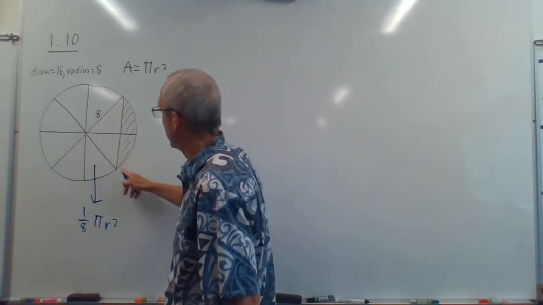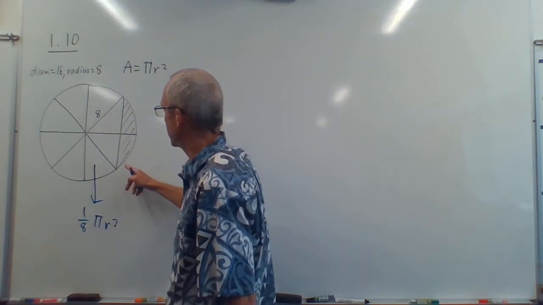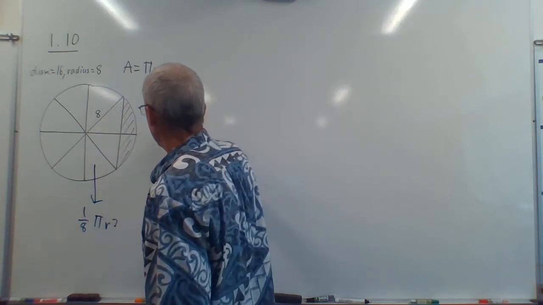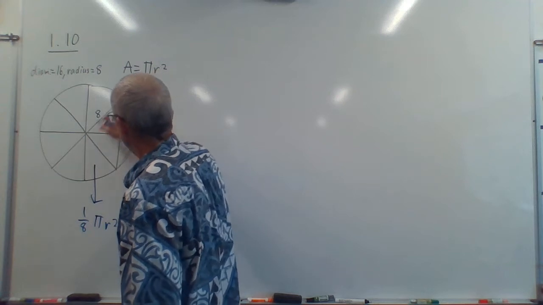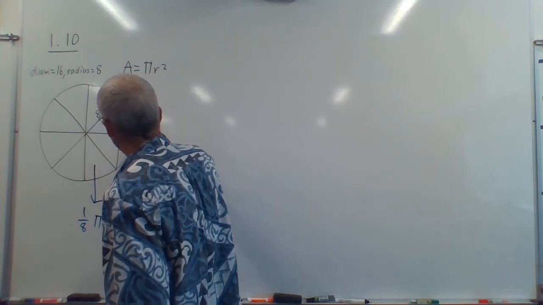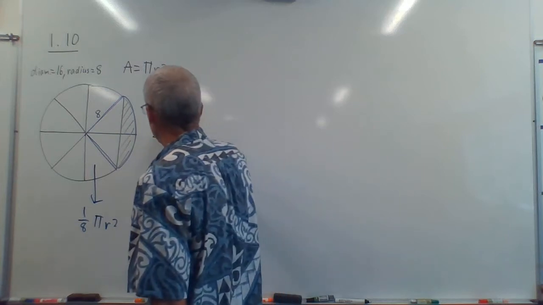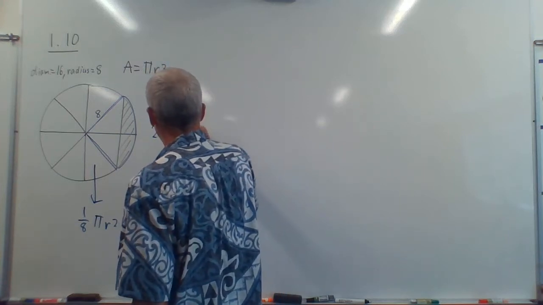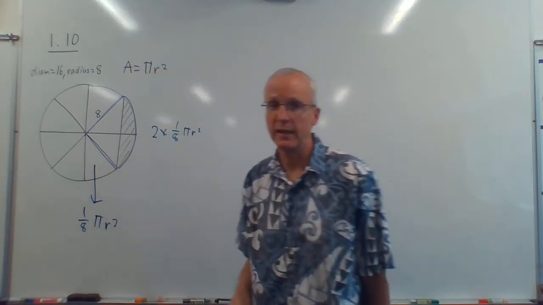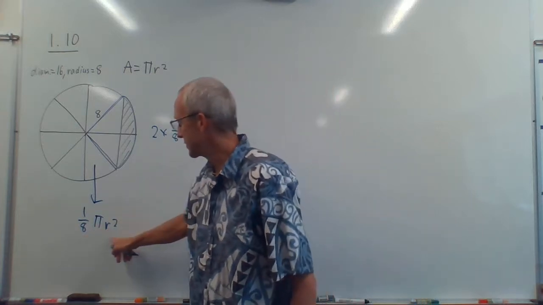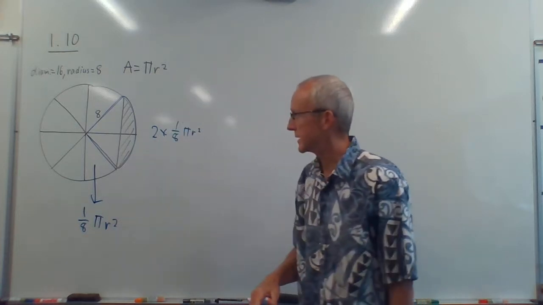This whole area, this big piece here, is 2 times this, right? So this area here, I'll outline it in blue, right? 2 pieces of pizza is 2 times 1/8 pi r squared. So that's easy to figure out. Just figure out whatever this was, do that once, and now we have 2 of those pieces.